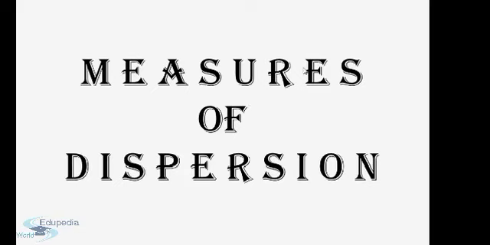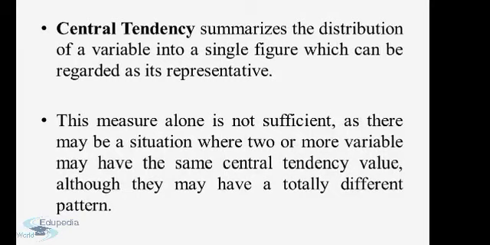This session we're going to start with a new topic, and that is measures of dispersion. This is the second most important topic in descriptive statistics after measures of central tendency. And we had seen that a central tendency value summarizes the distribution of a variable into a single figure which can be regarded as its representative. For example, the average marks of a student could be the representative, and it is a single figure which summarizes the marks obtained by the student in various subjects.